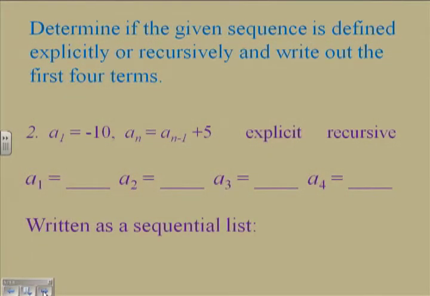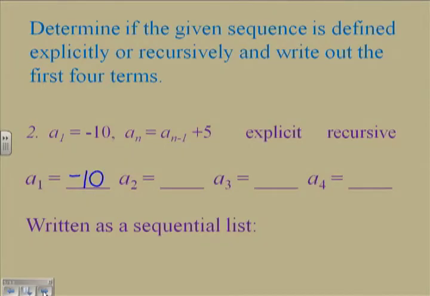Second sequence, I tell you a sub 1 is negative 10. Well, that's nice. That's telling you the first term. All right, my first term is negative 10. And then it says a sub n is equal to a sub n minus 1 plus 5. What? Okay. Well, since I already knew what a sub 1 was, I can go ahead and write that in. Now, to get a sub 2, here's what I need to think.